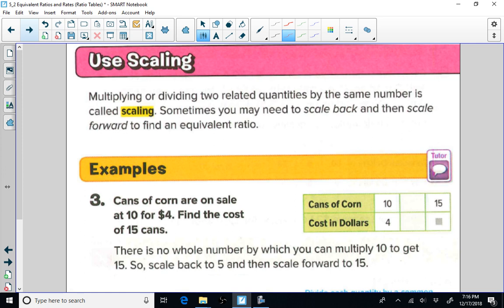The first few ratio tables were very simple. These ratio tables are a little bit more difficult, a little bit. So we need another method to use. It's called scaling. Sometimes you may need to scale back and then scale forward to find an equivalent ratio.